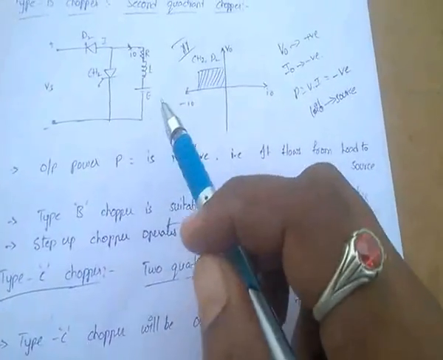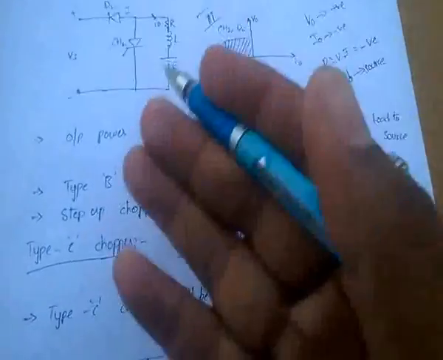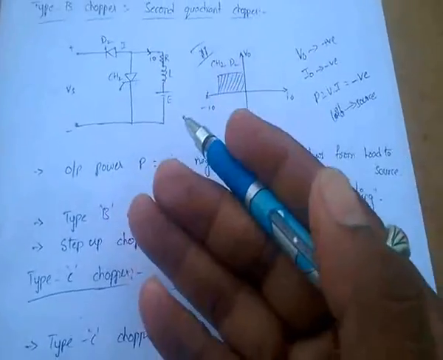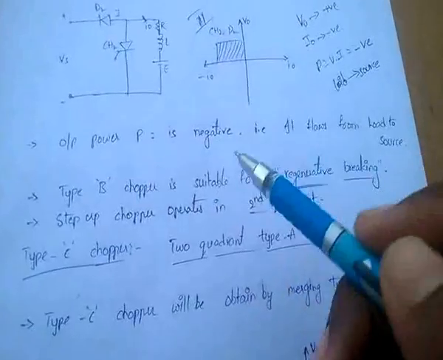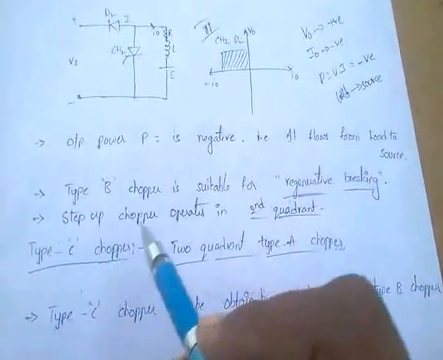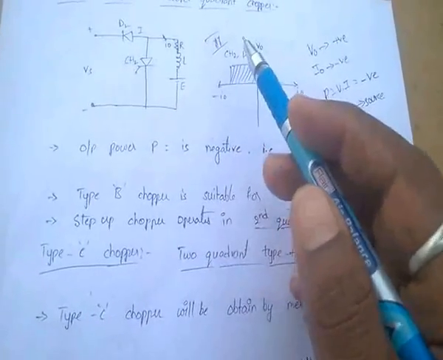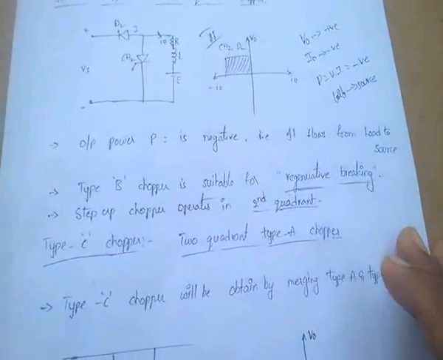Actually, for motoring purposes, power flows from source to load. That means it is reversed, load to source. Load to source is nothing but braking. So type B chopper is suitable for regenerative braking. And this step up chopper operates in the second quadrant.